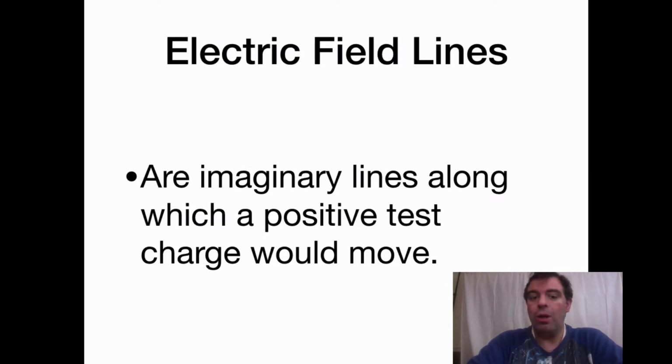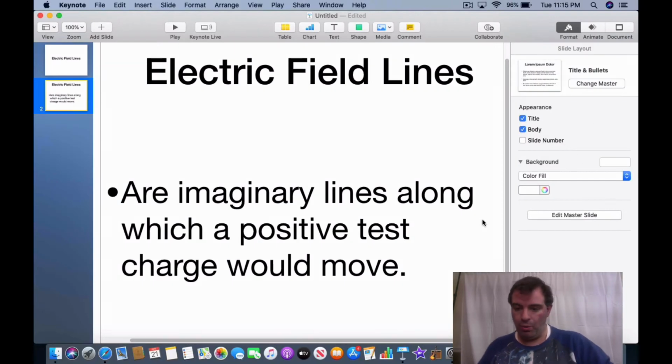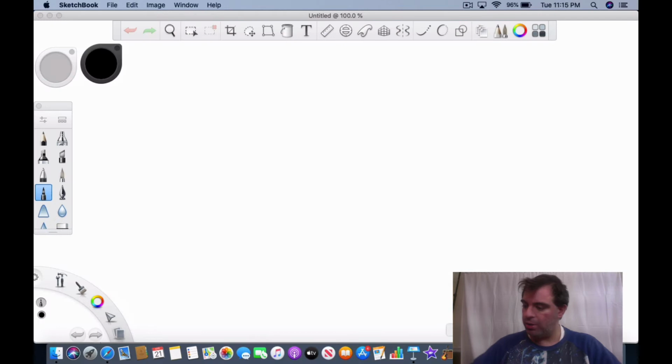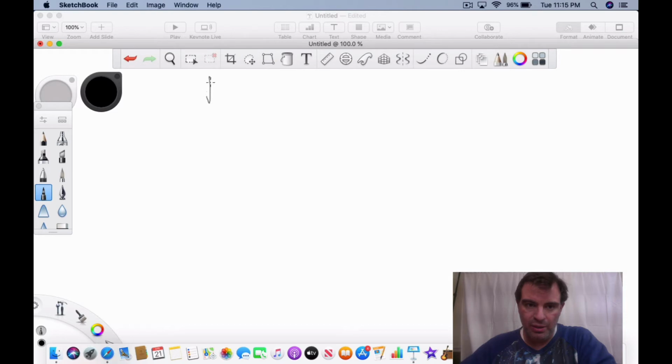Electric field lines are imaginary lines along which a positive test charge would move. Now, a test charge is always positive, and that's been given for historical reasons. So we're always going to look at it from the point of view of a positive test charge. Let's go right ahead and explore the different cases and scenarios and how to draw electric field lines. So we go, of course, back into our sketchbook. The first one that we're going to look at is point charges.